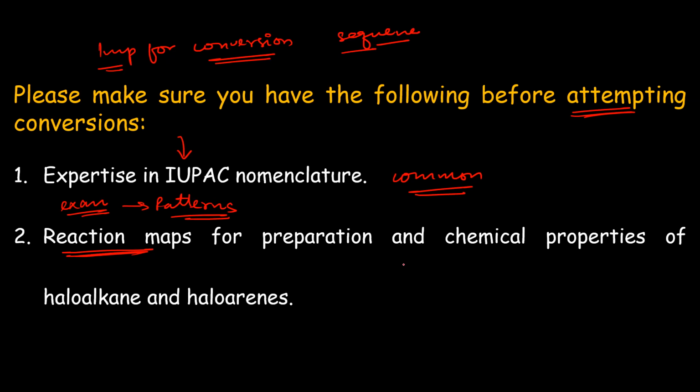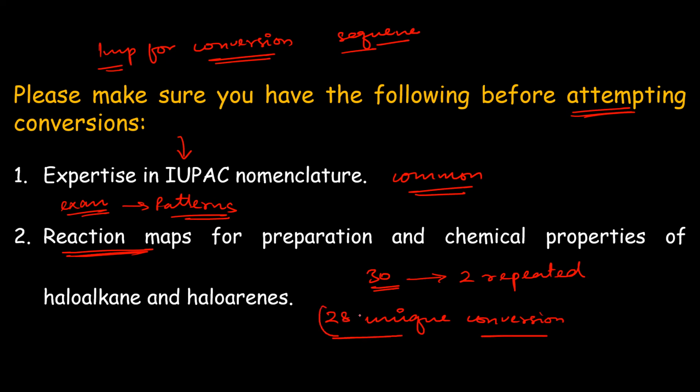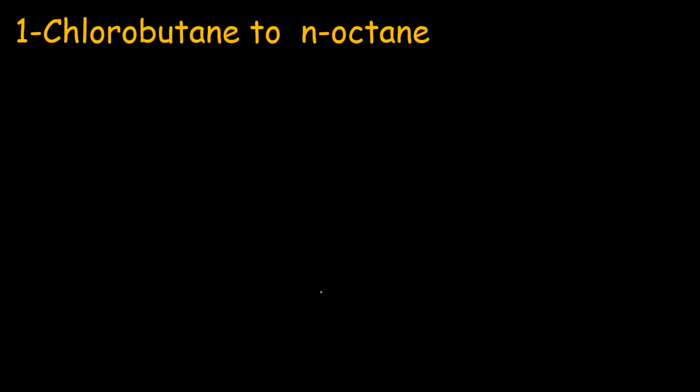Now in your NCERT textbook haloalkane haloarene, there are 30 conversions, out of 30 there are 2 repeated. 2 questions are repeated. That makes 28 unique conversions. And I will be doing all of these unique conversions in today's class. If I cannot do it in today's class, then I will be doing it in the next Monday class, if there are some reactions which are left over. Now, to start things off, please write this.